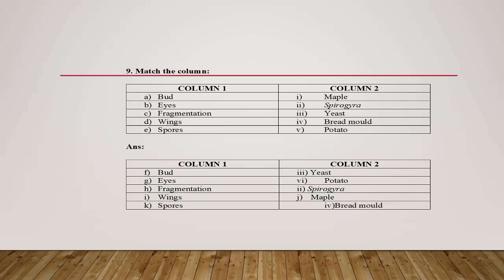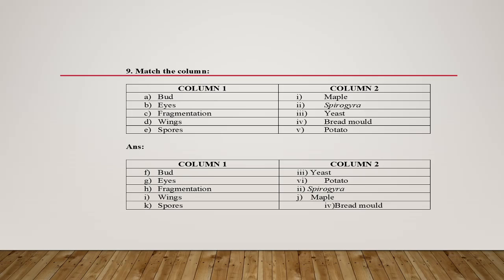The next question is match the columns. Here in column 1, you have seen bud, eyes, fragmentation, wings, spores, and column 2 has maple, spirogyra, yeast, bread mold, potato. You have to match column 1 with column 2. So, what will be the answer? First one is bud. Which organism has bud as its reproductive method? Yes, it is the yeast.